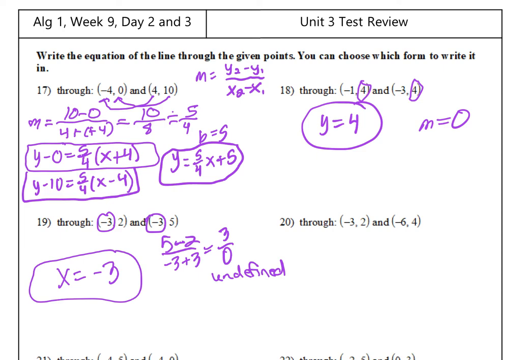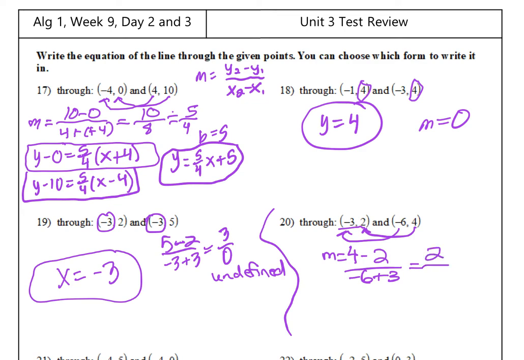So then let's look at 20. This one's going to be a more normal one where we have to find the slope. So let's see. I'm going to subtract the y's. So that's 4 minus 2. And then -6 minus -3. So that's -6 plus 3. The easiest mistake to make on slope here is to not change the signs of the second thing. We are subtracting -3, which makes it plus. 4 minus 2 is 2. -6 plus 3 is -3. So our slope is -2/3.